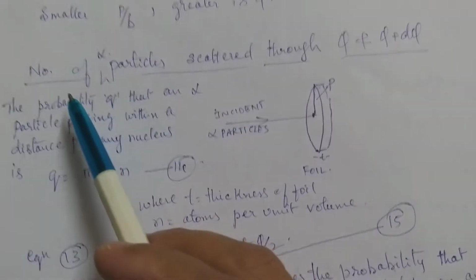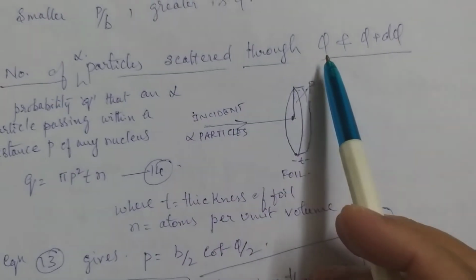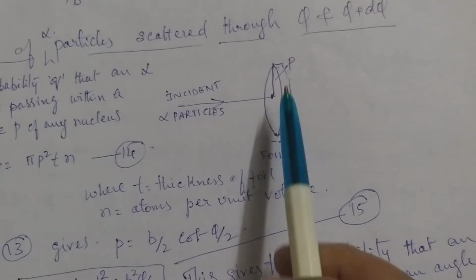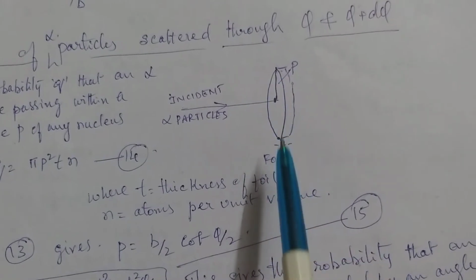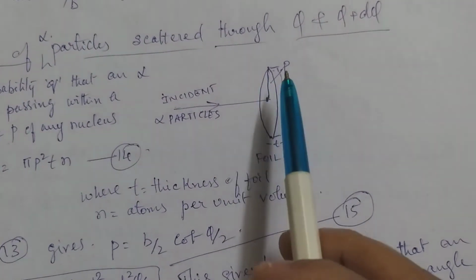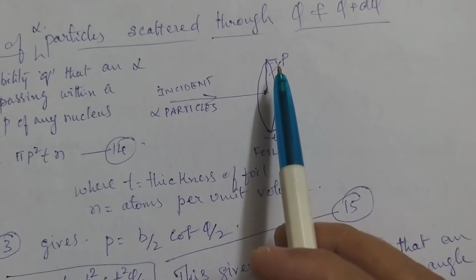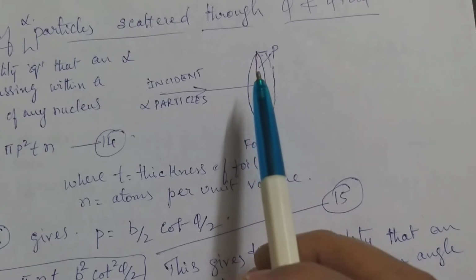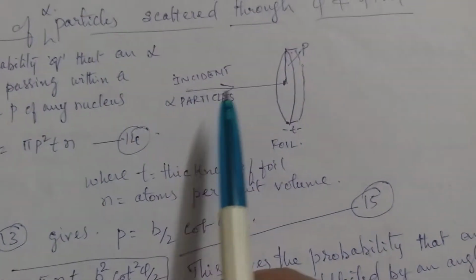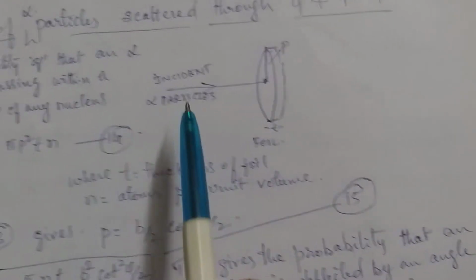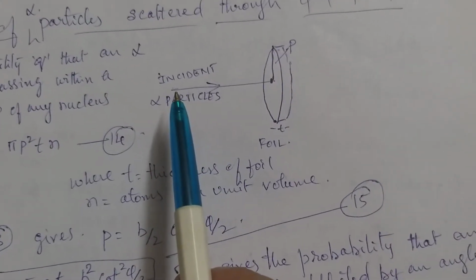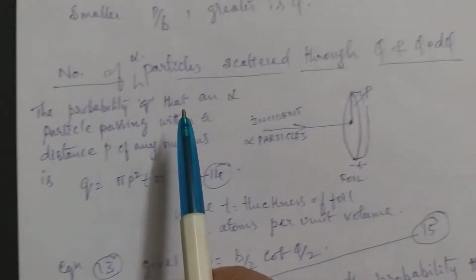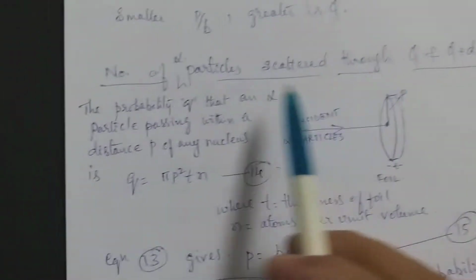Now we will calculate the second step: the number of alpha particles scattered between phi and phi plus d phi. Here we have shown a thin foil in the form of a disk of width t and radius p. We are taking only the impact parameter because all the alpha particles passing within this distance will get deflected. The rest we are not interested in. Why these deflections happen, we have to account for. So here we have alpha particles striking within the distance p, and we have to find out which have deflections between phi and phi plus d phi.